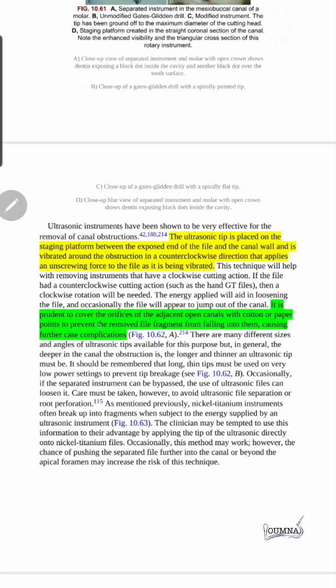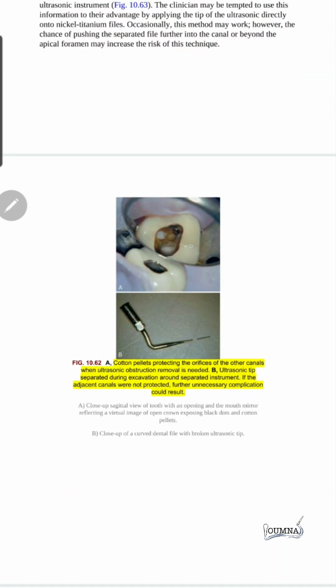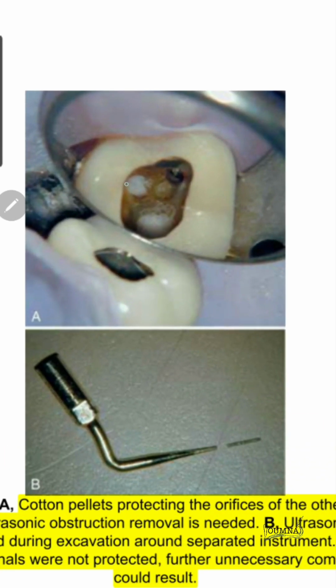It is advised to cover the orifices of the adjacent open canals with cotton or paper points to prevent the removed file fragment from falling into them, causing further complications. Here, the ultrasonic tip that we were using to remove the separated instrument has broken, and if you had not put these cotton pellets, this fragment would have gotten into these orifices.